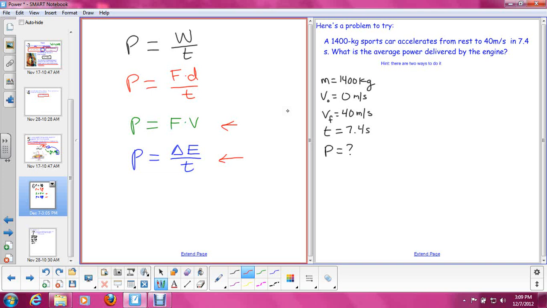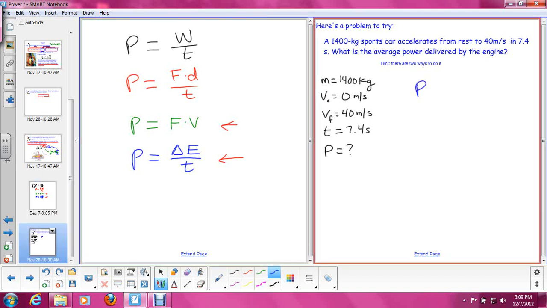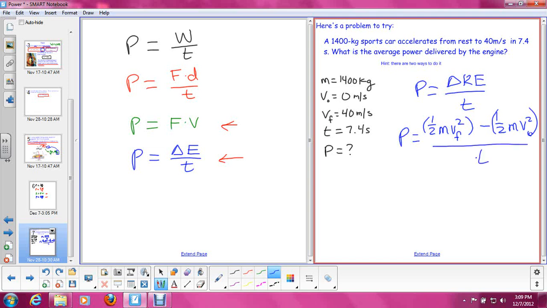So let's use the bottom equation first. Power is equal to a change in kinetic energy over time. Hopefully you all remember your equation for kinetic energy. It is 1/2 mass times velocity squared. In order to get the change, we need to calculate two different kinetic energies and find the difference. Whenever you're finding the change in something, it is always the final state minus the initial state. Then we divide that by time. So now, it's looking pretty promising, right?